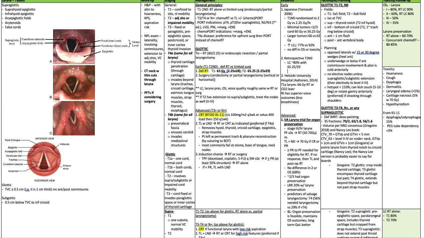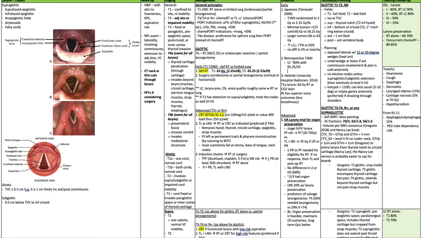Planning, do opposed laterals with 15 or 30 degree wedges. The heel should be anterior. Use wedge or bolus if the anterior commissure is involved and the plan is cold anteriorly. There's no elective nodes unless the supraglottic or subglottic extension is present. Then electively treat levels 2 through 4. Hotspot should be less than 110. You can kick the couch 5 to 10 degrees or rotate the gantry anteriorly if you're shooting through the shoulders.